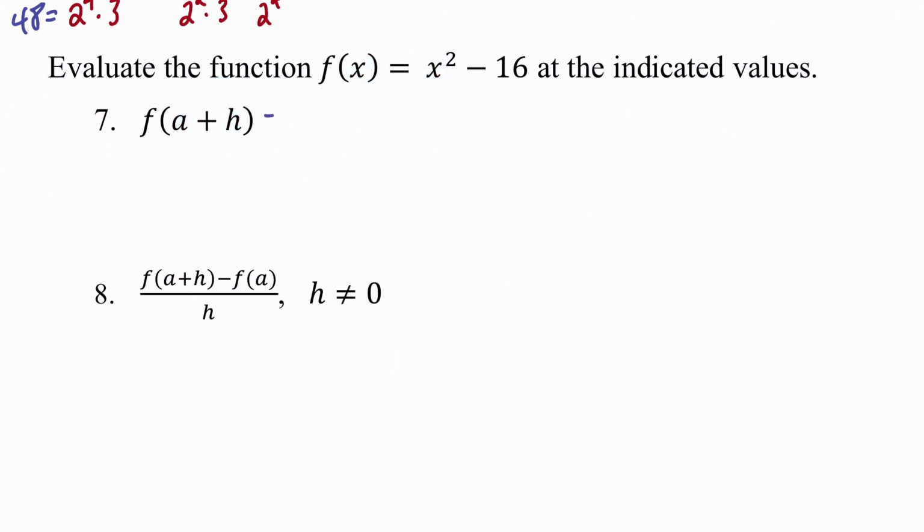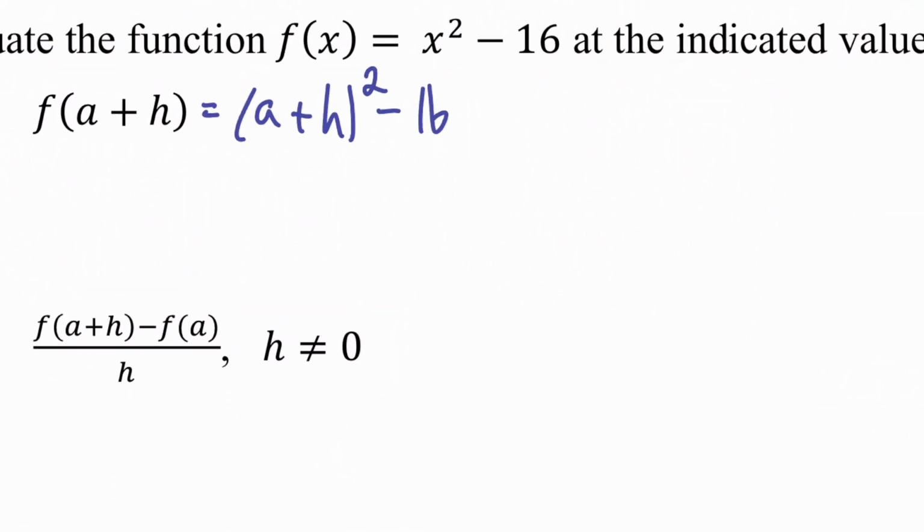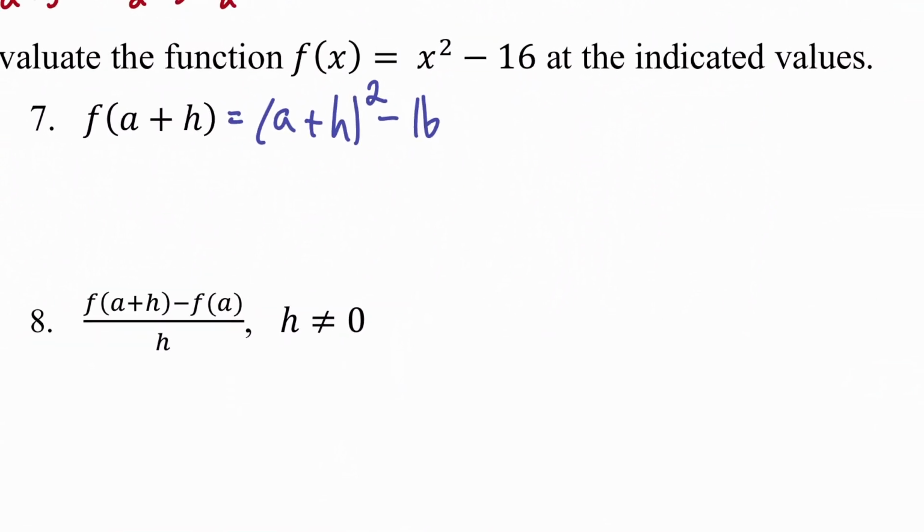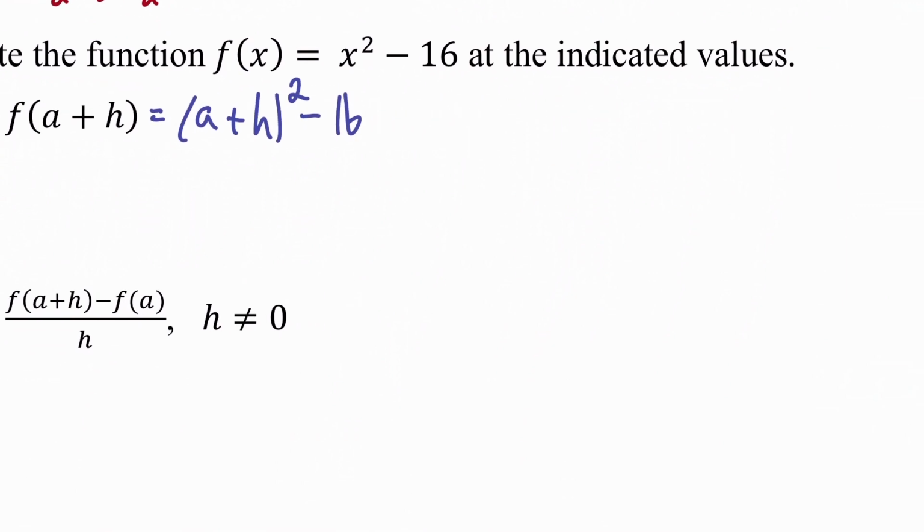So this will be a plus h. Oh, not a plus 2, sorry. A plus h squared. I was thinking about 2 while I was trying to write h. Minus 16. And then, if you were to put this into WebWork, it might take it just like that. But we're going to need to simplify this in the future, especially this part. So I'm going to write this as a plus h times a plus h, all that minus 16.